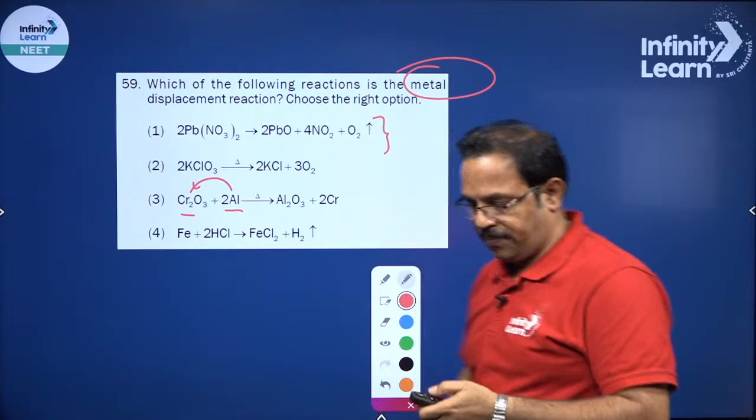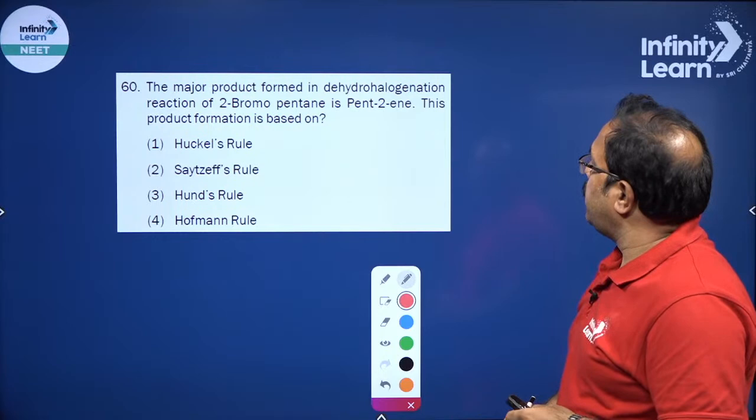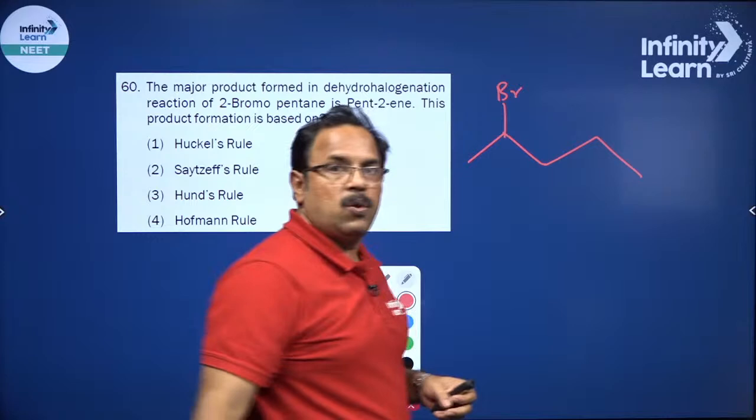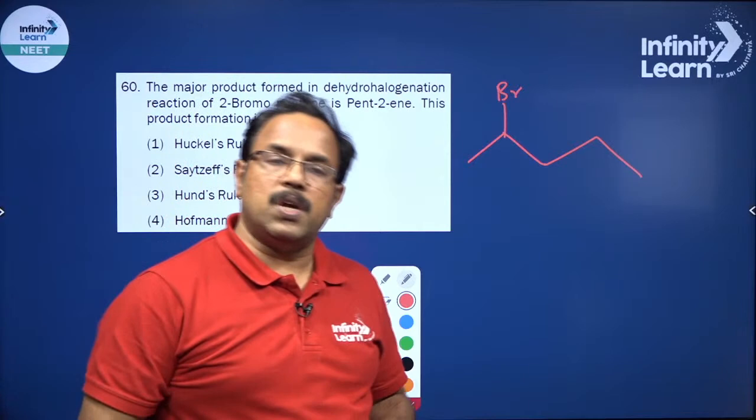Major product formed in dehydrohalogenation of 2-bromopentane. 2-bromopentane, now you have the logic here, it's dehydrohalogenation. Aapko pata hai dehydrohalogenation kya hai? Removal of hydrogen and halogen. We can use alcoholic KOH, we can use sodamide, any of this.